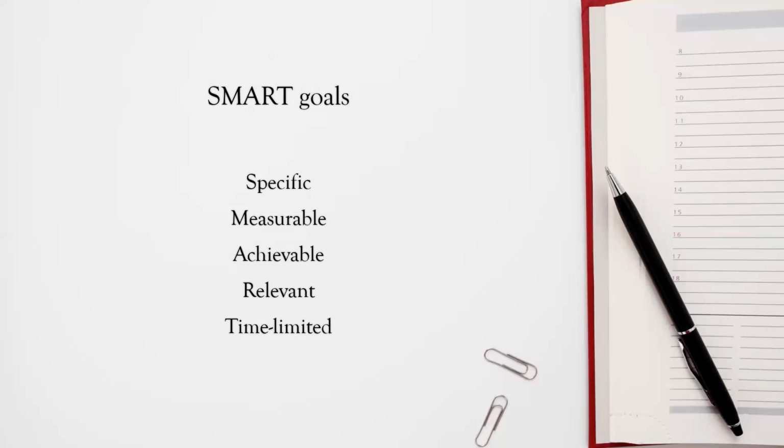One way to think about your writing goals is by using the SMART framework, and this comes out of management theory. And so the SMART framework stands for specific, measurable, achievable, relevant, and time-limited goals.